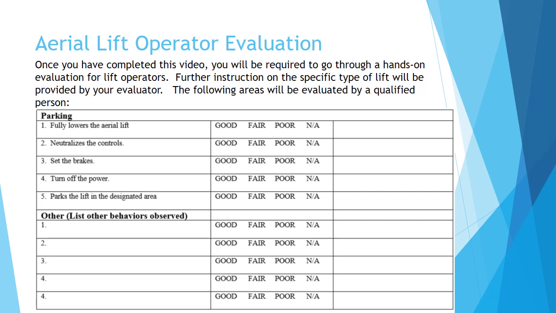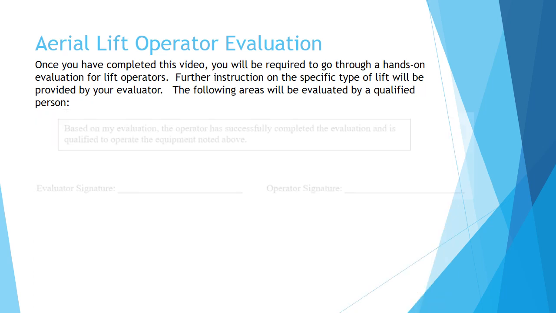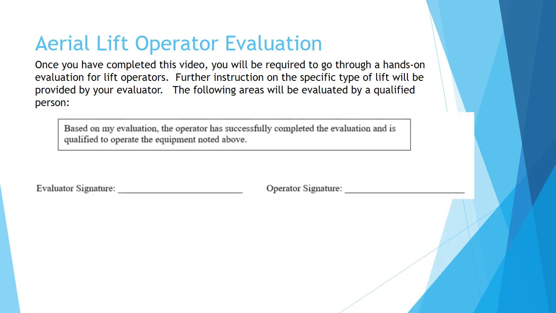The operator must also demonstrate their ability to fully lower the aerial lift, neutralize the controls, set the brakes, turn off the power, and park the lift in a designated area. If there are other behaviors to be observed on that job site, the evaluator will include those as well. Once the evaluation has been completed by the evaluator, both the evaluator and the operator must sign the evaluation form.